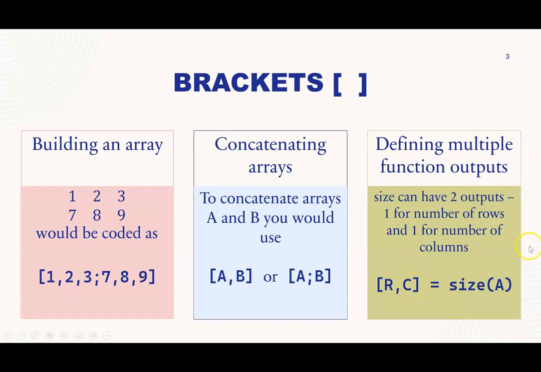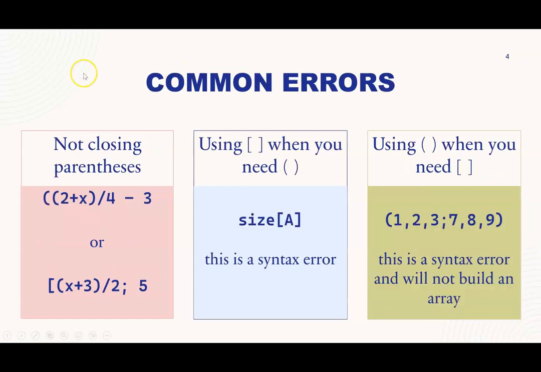Some common errors that we have. Number one error that I see with parentheses is not closing our parentheses. When you do this, it is called a syntax error. It will light up your code red. You'll have a little red line next to the line of code where you're having the problem.